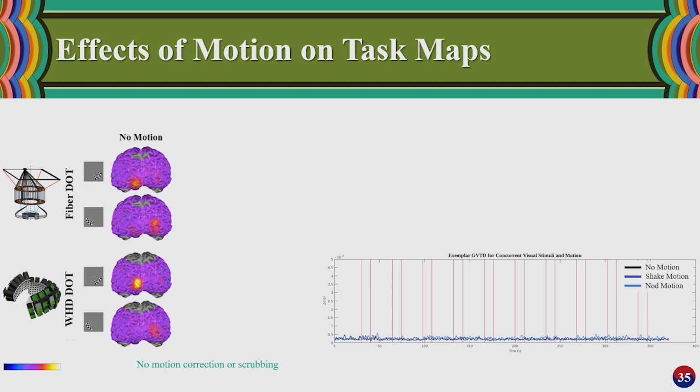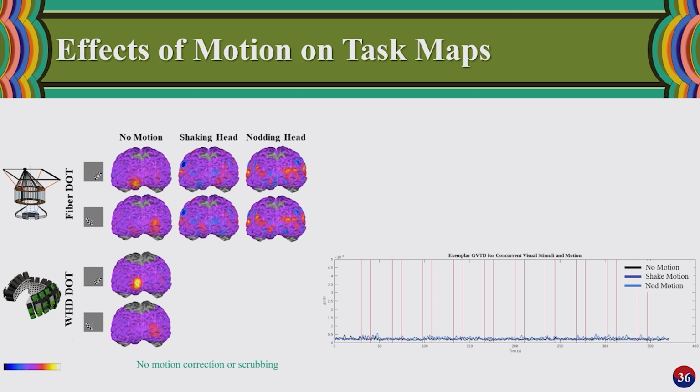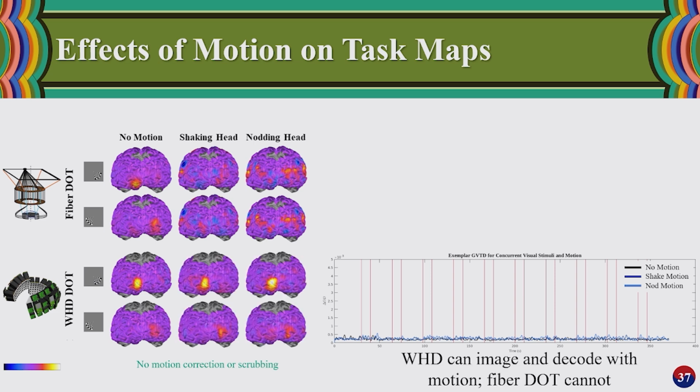Here are activations from a visual task with flashing checkerboard stimuli. In both systems under no motion conditions, the activations are, as we expect, strong, focal, and contralateral to the stimulus. The difference comes when we add concurrent motion. On a traditional fiber DOT, the signals are completely obscured by motion artifact. In contrast, on the WHD system, we can clearly still see the activations with little motion artifacts without motion correction.